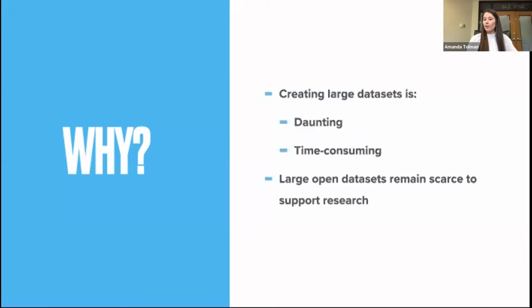This is why we all love data. Data is used to help us solve problems. Large data sets can provide more insights than smaller ones. However, creating large data sets is a daunting and time-consuming task, and most researchers lack large data sets to support their research in misinformation and disinformation.